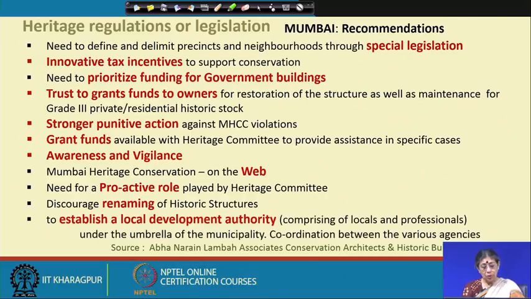To establish a local development authority comprising the locals and the professionals, both are important: the local people, the stakeholders, as well as the professionals who are conservation experts in various disciplines, structure, landscape, architecture, town planning, historians, archaeologists. All of them are very important, and this has to be formed under the umbrella of the municipality, and coordination between the various agencies is absolutely important.